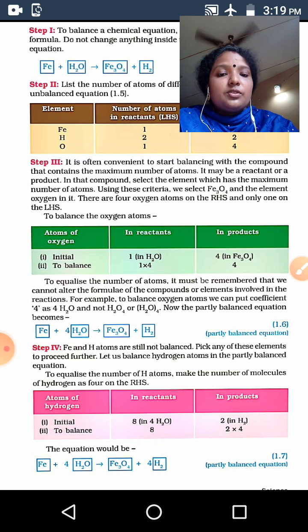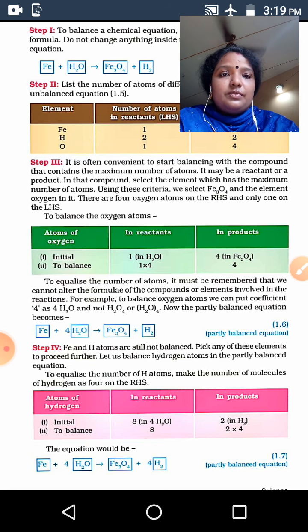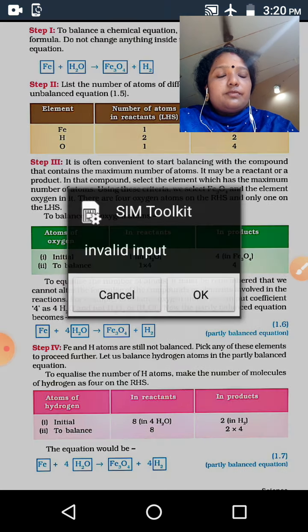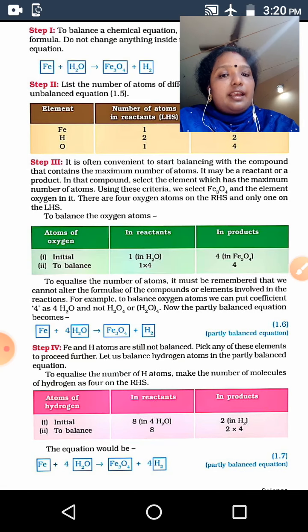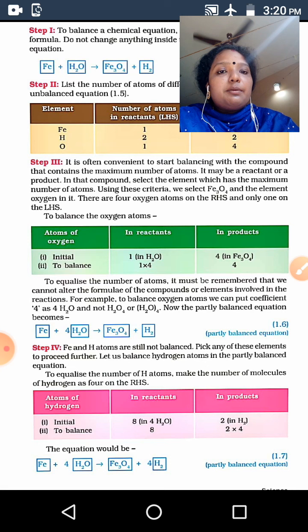So next we take hydrogen. In 4H2O, 4 times 2 gives 8 hydrogen. In this equation hydrogen is 8 in the reactant side, but in the product side the hydrogen is 2. So we multiply H2 by 4, and we get 8 hydrogen. Then the number of hydrogen on both sides will become equal.